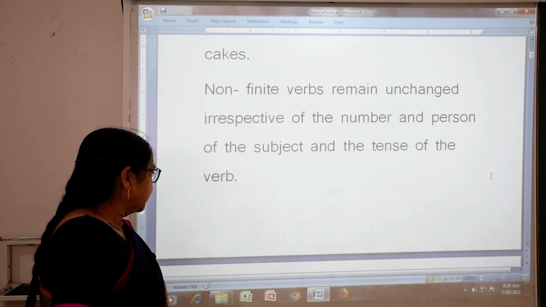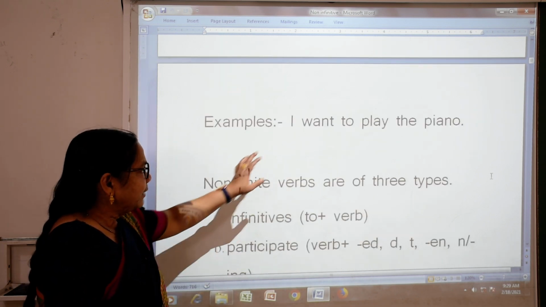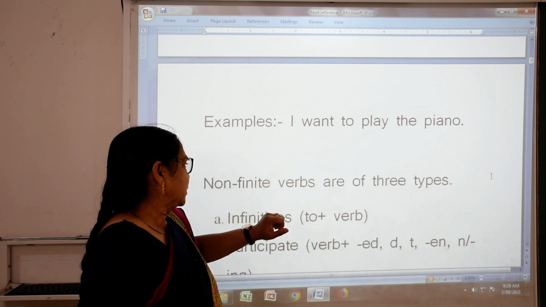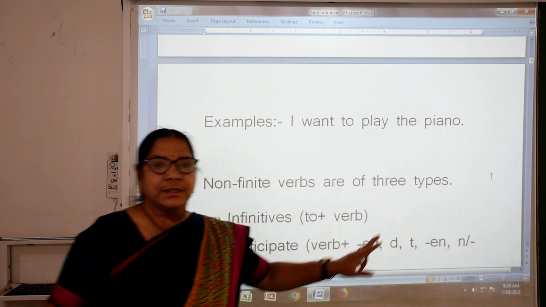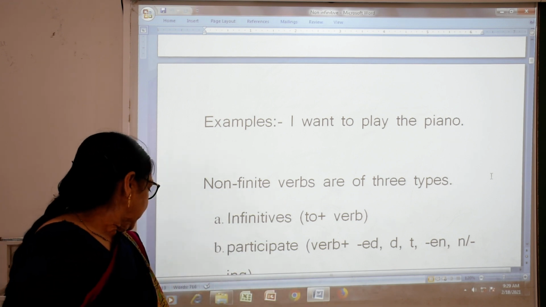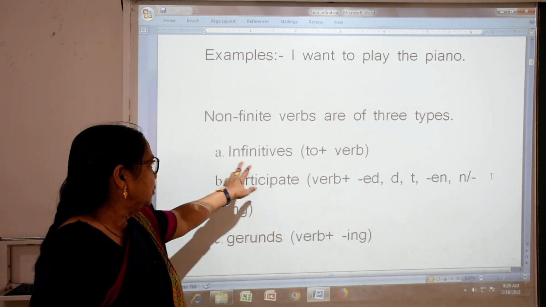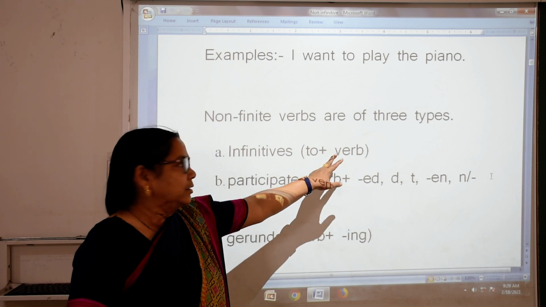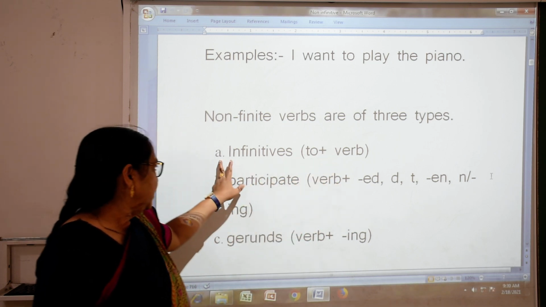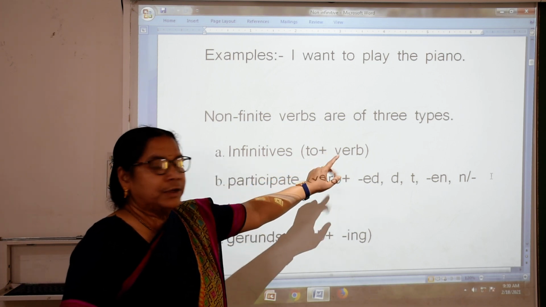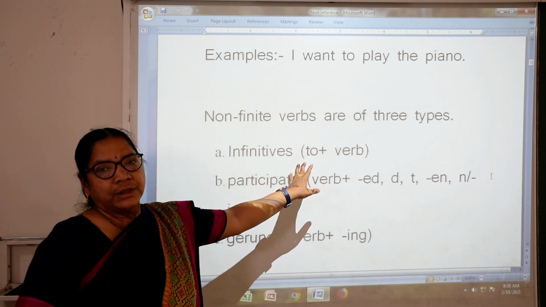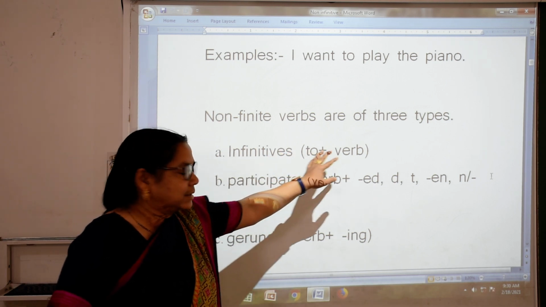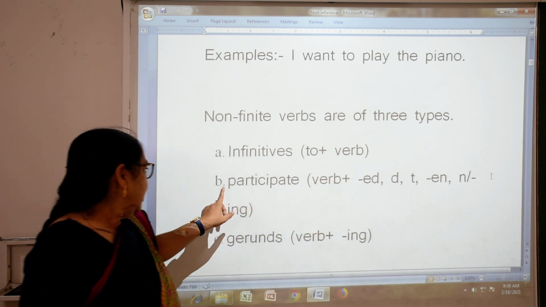Like this example, I want to play the piano. Non-finite verbs are of 3 types. First, the infinitive: to plus verb. We have to add "to": to play, to write, to run, like this, to plus the verb.